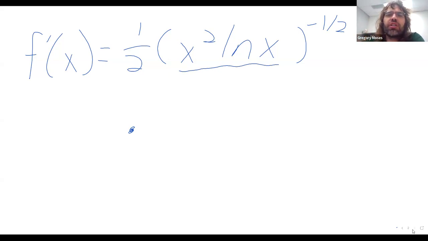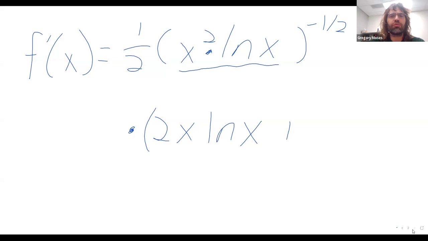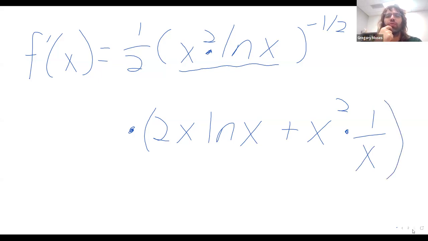And this inside function is a product. It's something times something: x squared times the natural logarithm. So when we take the derivative, we need to use the product rule. Take the derivative of the x squared, leave the natural log alone. Now leave the x squared alone, sorry, and take the derivative of the natural log. And we could do a little simplification if we were so inclined.